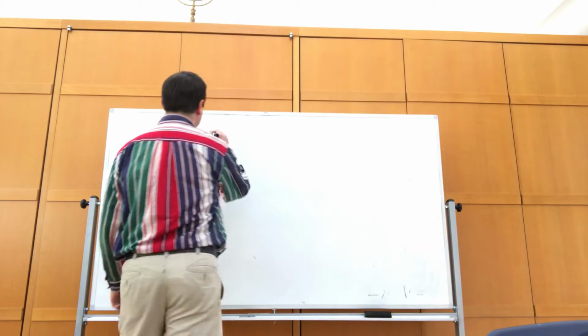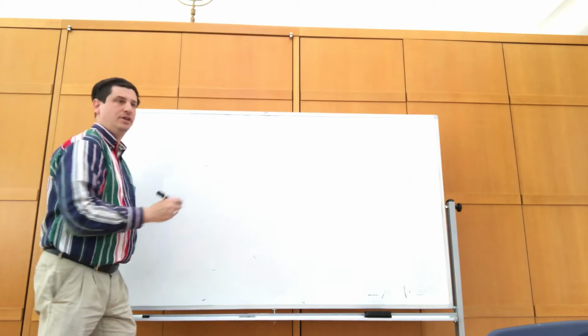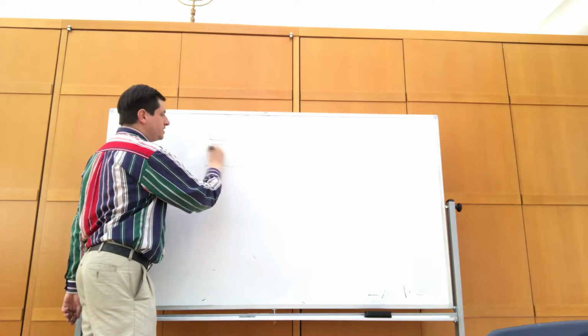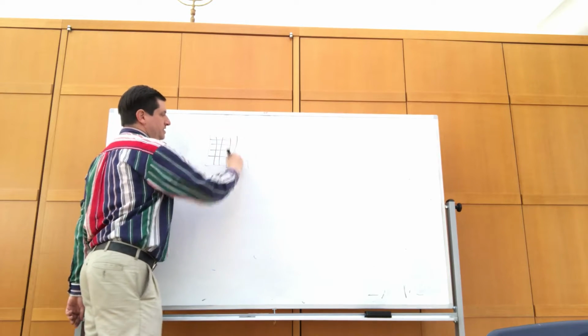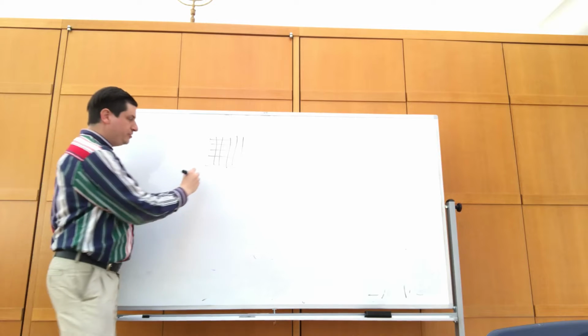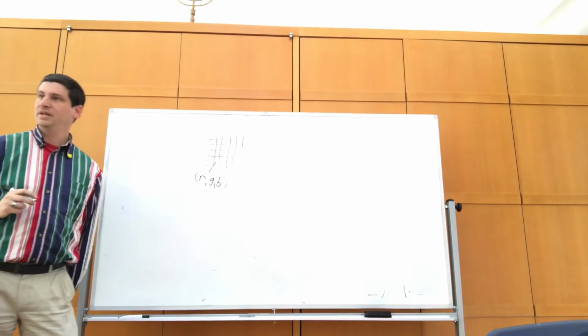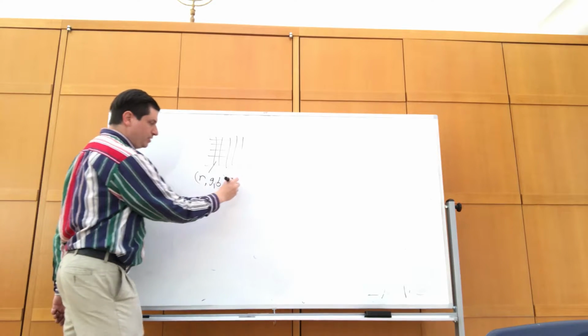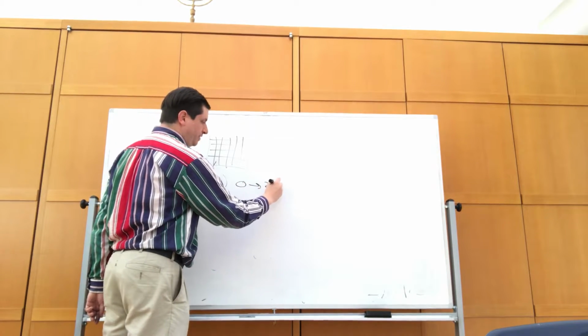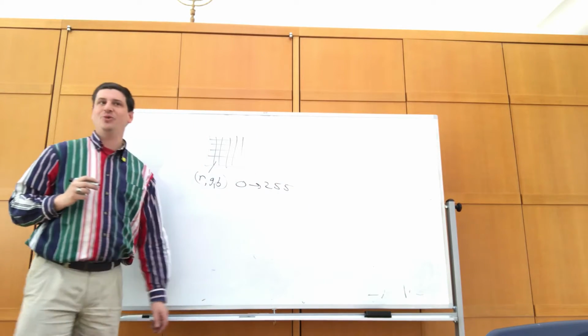If I want to send a picture, what I can do is split the picture up into cells. And for each cell, I send a red, green, blue triple. And we normally have these numbers range from 0 to 255. Anybody know why 255?